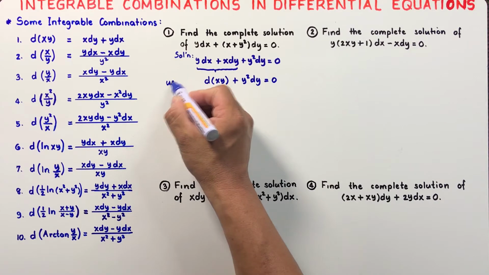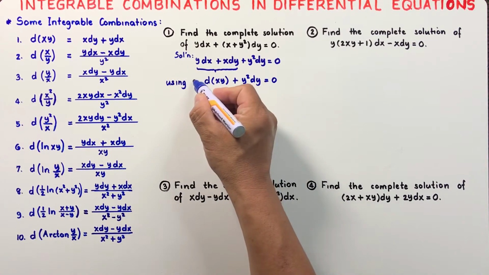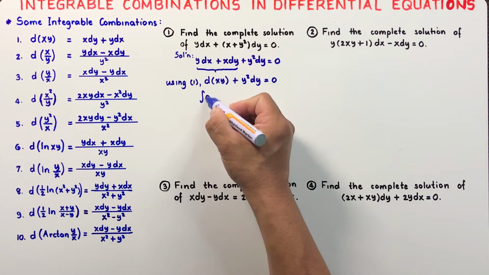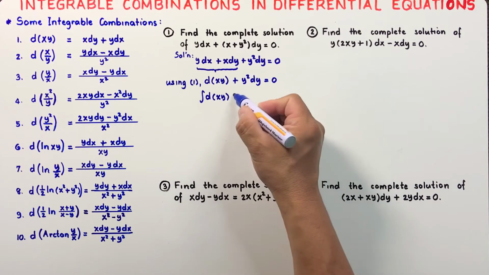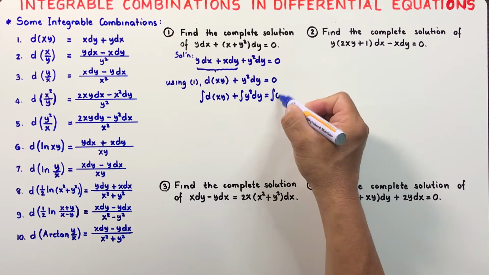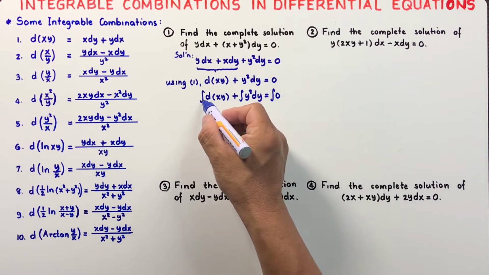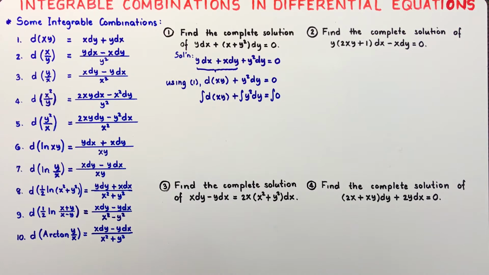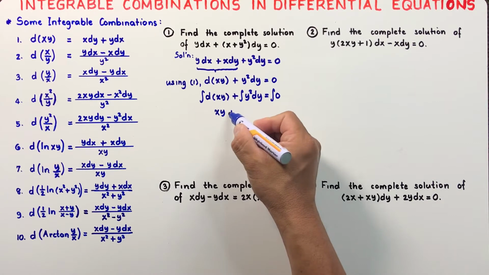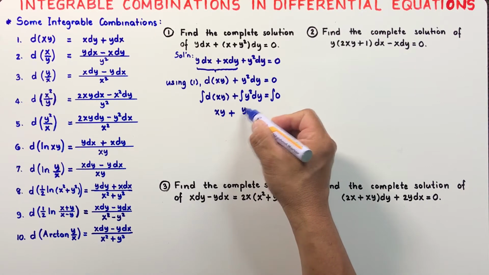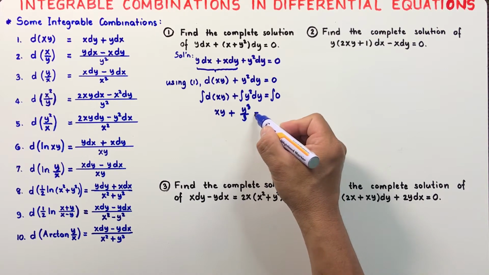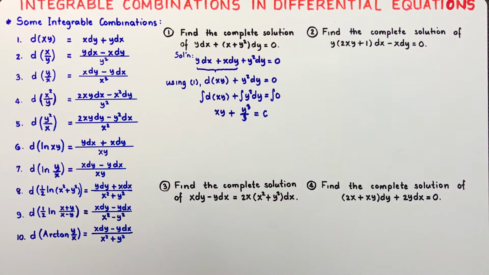Because we are using here our integrable combination number 1. So if we take the integral to each term in this equation, we have this integration here. And we know that the integral of a differential cancels each other. So we have xy plus the integral of y squared, which is y cubed over 3. And this is equal to the constant of integration, c.